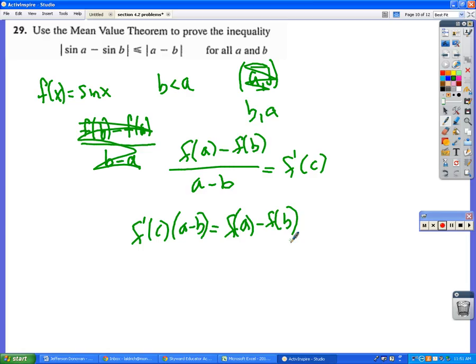Okay, since we let f of x equal sine, what's the derivative of sine? Cosine. So f prime of c is going to become cosine of c times a minus b equals f of a minus f of b, okay?